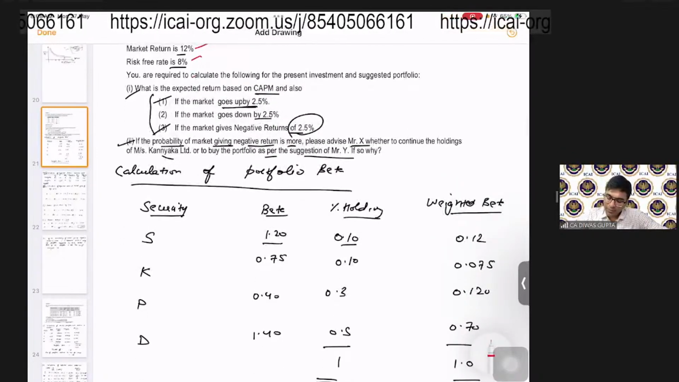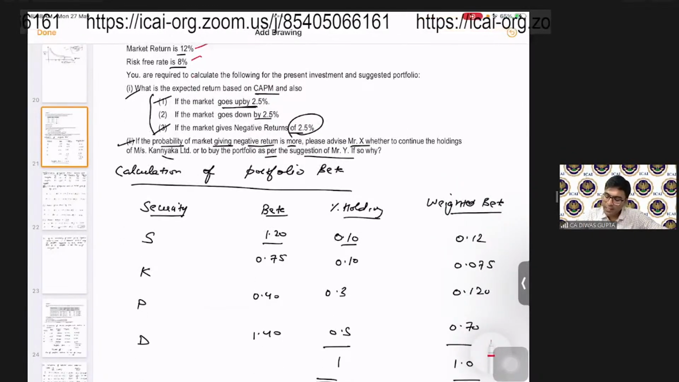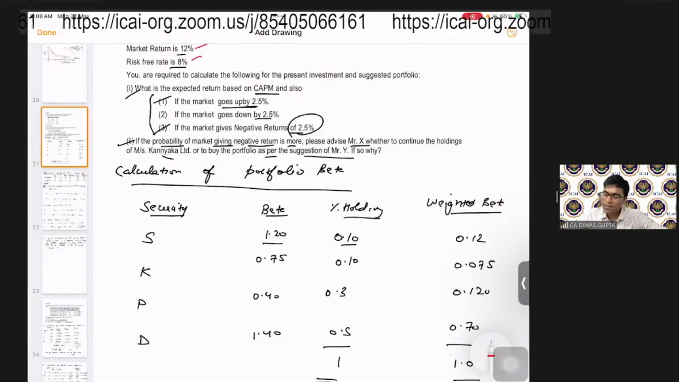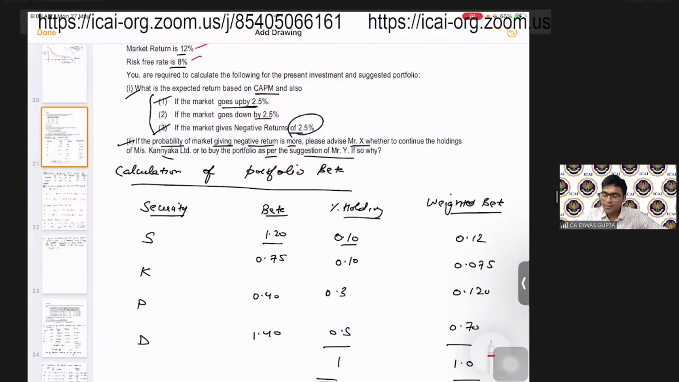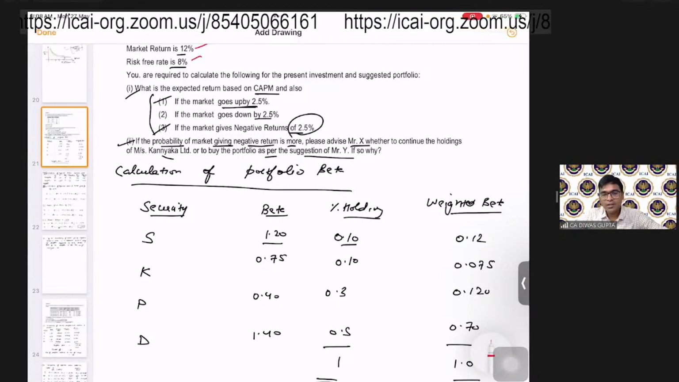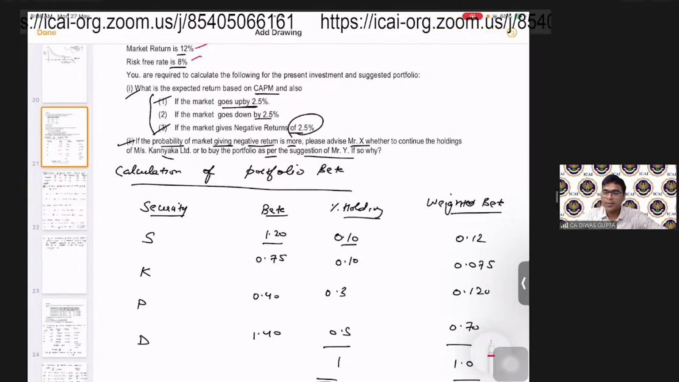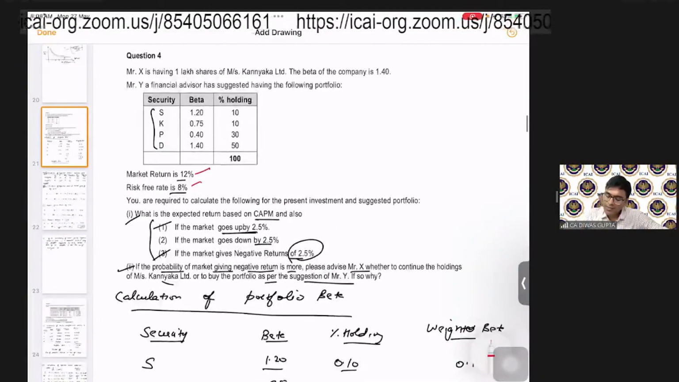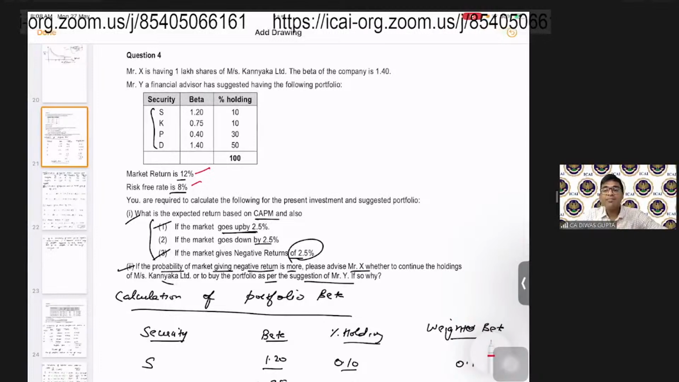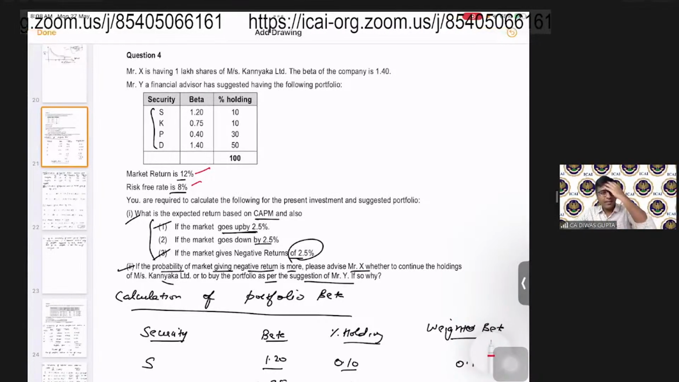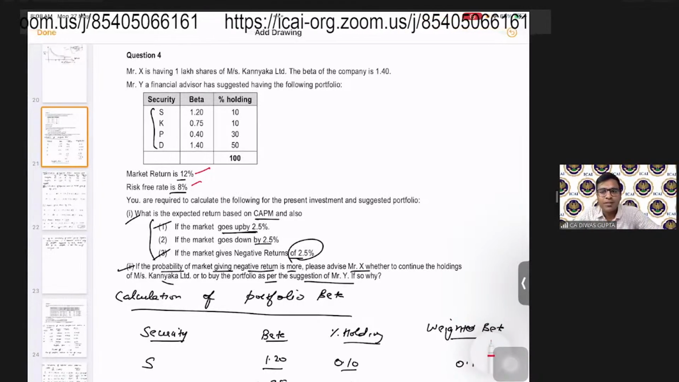And secondly, if the probability of the market giving negative return is more, please advise Mr. X whether to continue the holdings of Kanakya Limited or to buy the portfolio as suggested by Mr. Y. If so, why? So students, if you see, we have been given respective betas of the respective companies along with their holding percentages, right?